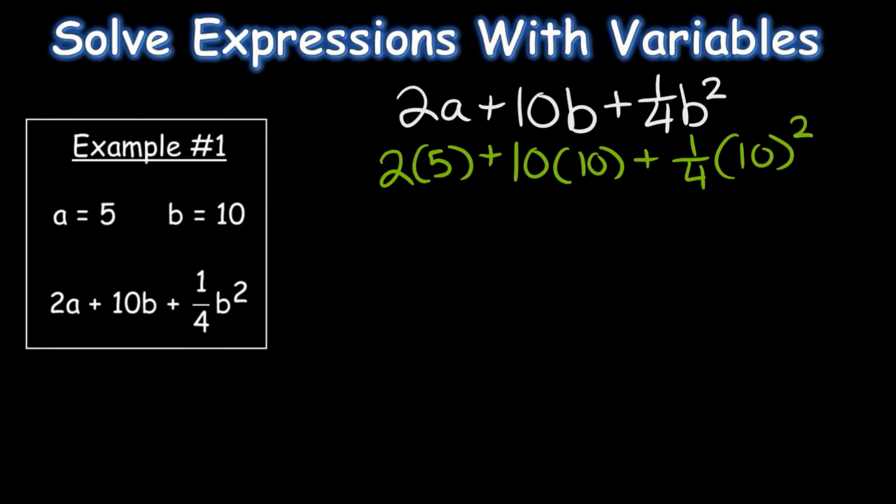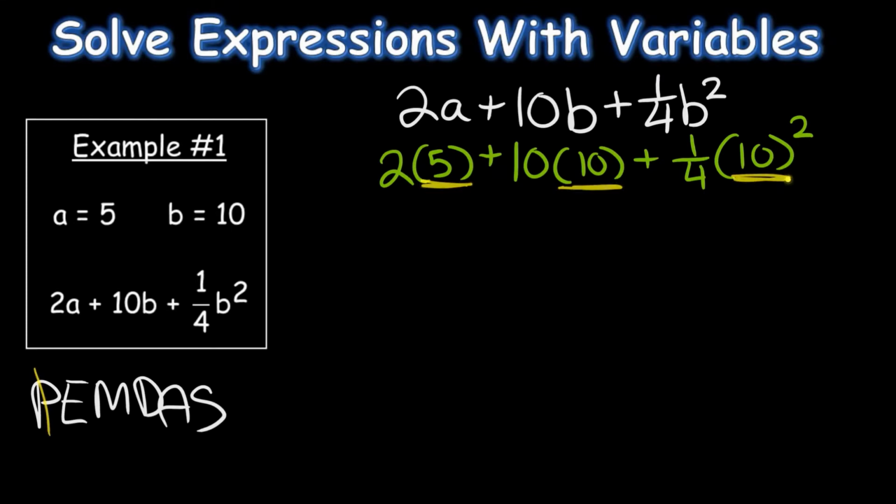Now we have our expression all in numbers, and in order to solve or simplify this expression, we use the order of operations, or PEMDAS. And since this expression has no parentheses, and these parentheses don't count because they are considered just placeholders for our values, we end up figuring out our exponent. And we see here that we have one exponent that we have to figure out, which is going to be 10 squared. So 10 squared is going to be 100.